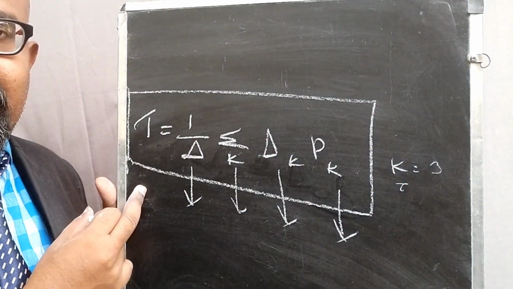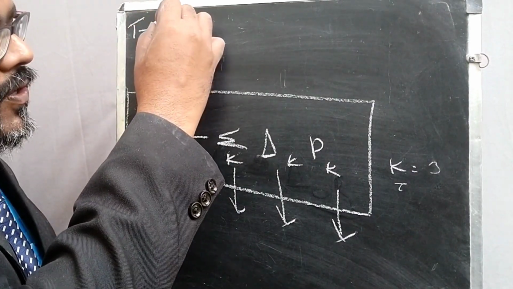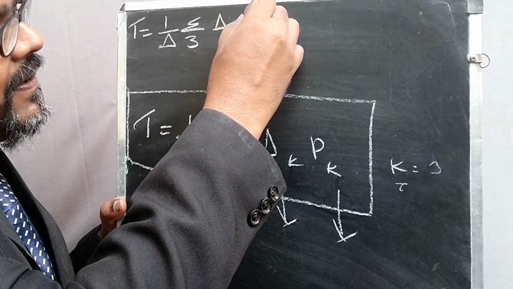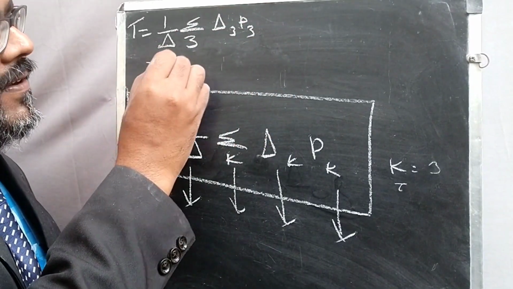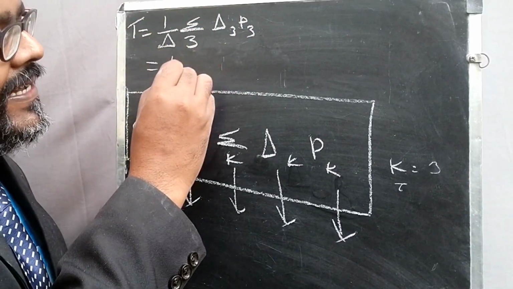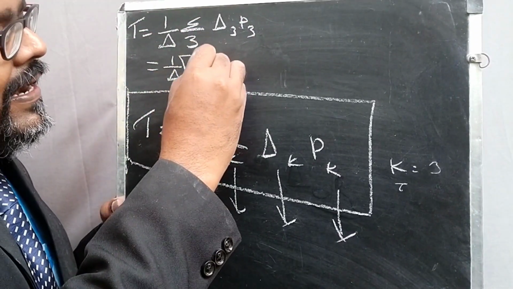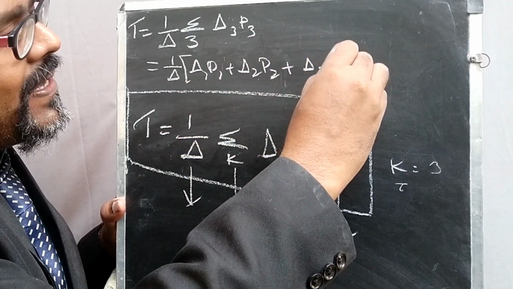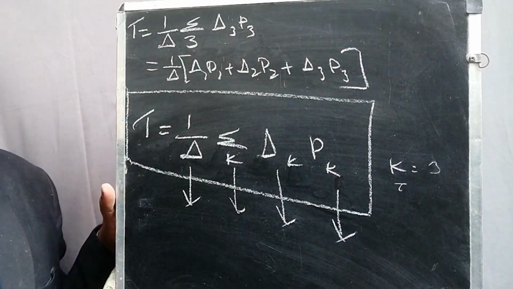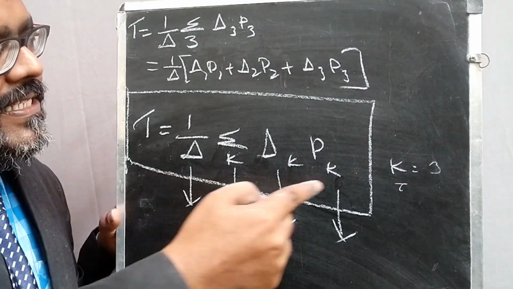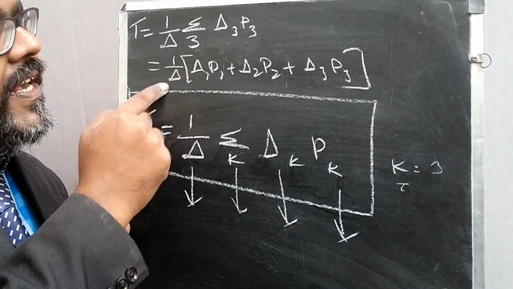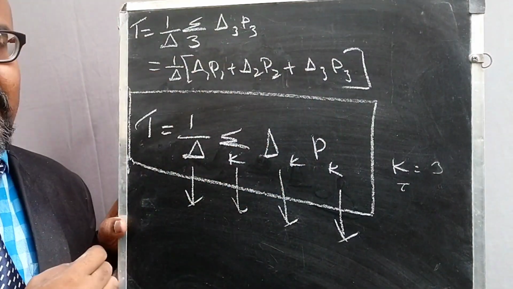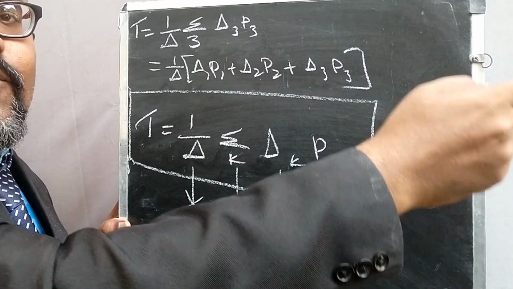Then how can we represent it in the system? Capital T equals 1 by del, summation up to 3, del 3 P3. How can we write this? For the summation, we can write capital T equals 1 by del into del 1 P1 plus del 2 P2 plus del 3 P3. This is the calculation we need. This 3 shows how we can split this equation: the summation can be written as del 1 P1, del 2 P2, del 3 P3. If k equals 4, then we add del 4 P4.